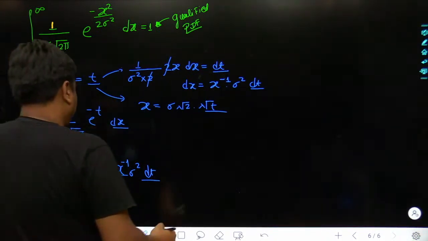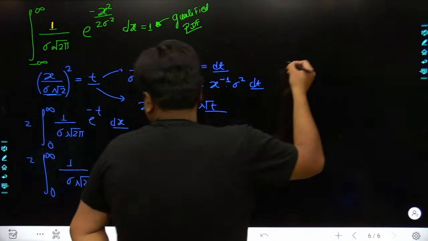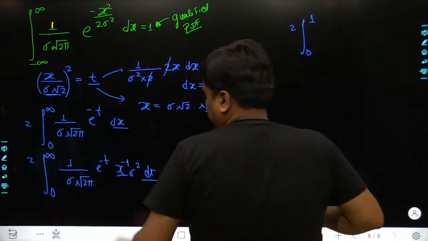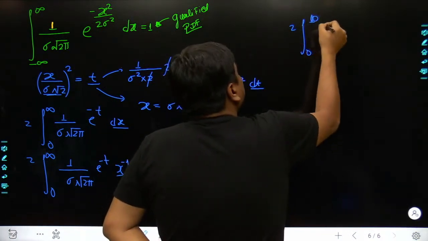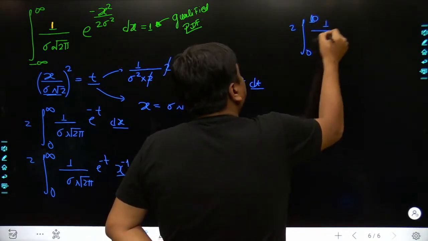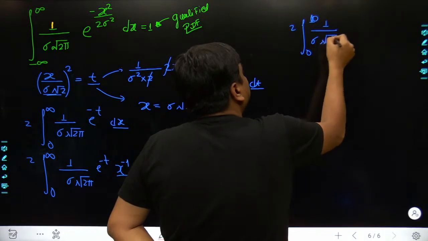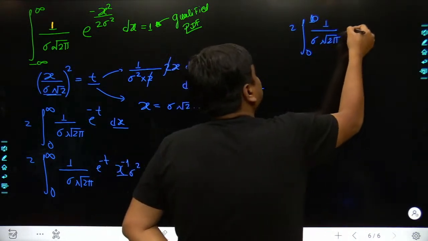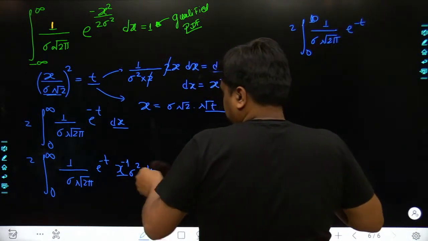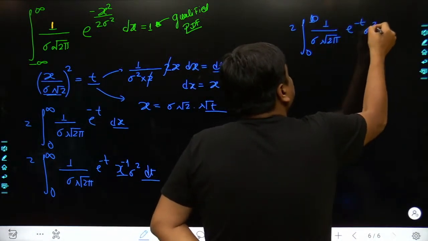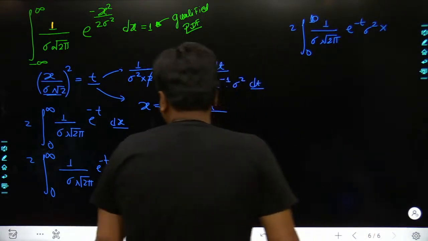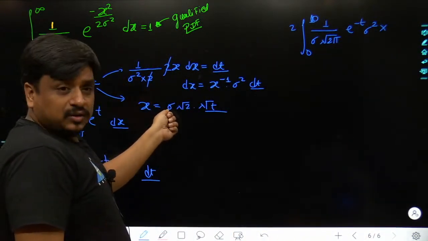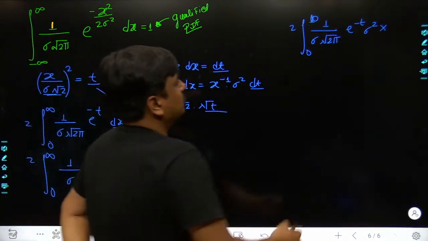So the result we are supposed to get over here: the 2 stays as it is, the integration would be from 0 to infinity, we still have 1 upon sigma root 2 pi as it is, e to the power of minus t would remain as it is, sigma square can be brought to this side, and now the factor which was x inverse is going to be sigma inverse, sigma would go to the downside.